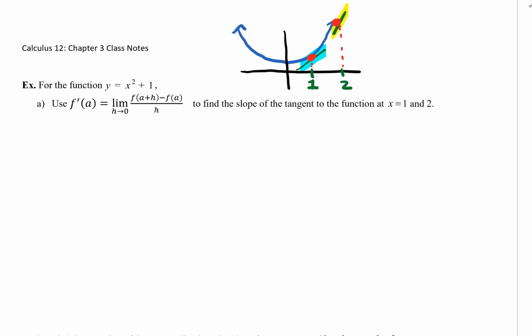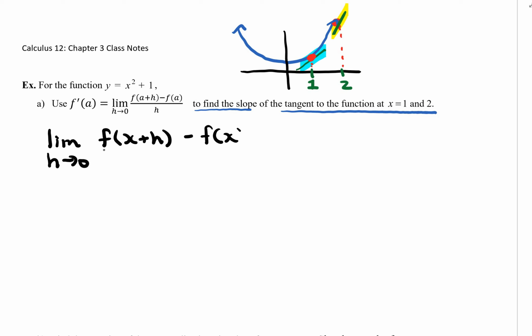Okay, so let's go ahead and now solve the problem here, because the instruction is to find the slope of the tangent line to the function at x equals 1 and x equals 2. So whenever you need to find the slopes here, I would start off by writing the definition of the derivative one more time. So the limit as h goes to 0 of f of x plus h minus f of x all over h.